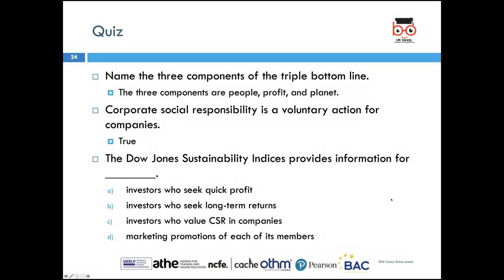So the answer is C in this case, because I think it's quite evident that investors who value corporate social responsibility in companies are participating in a particular index, wherein Dow Jones specifically has what is called the Sustainability Index, and that provides how good the companies are in terms of their corporate social responsibility or moral responsibility towards people, profit, and environment in general when they are measured on this particular index, which is sustainability.